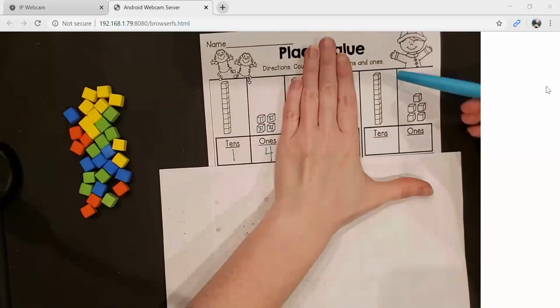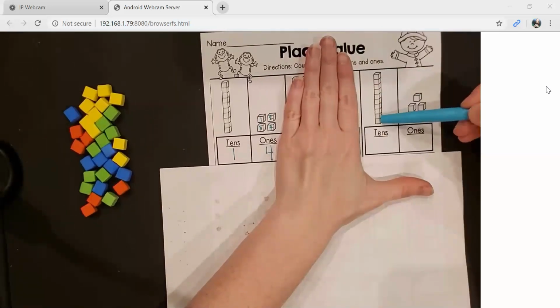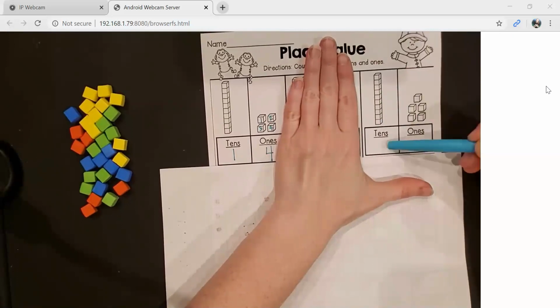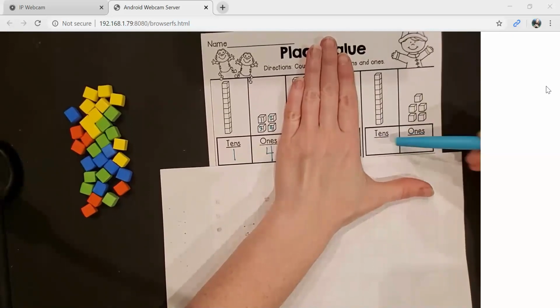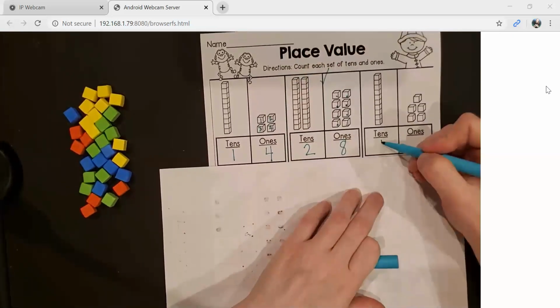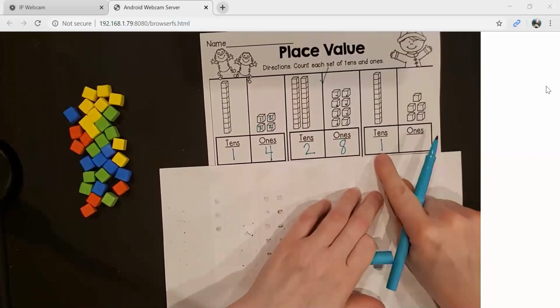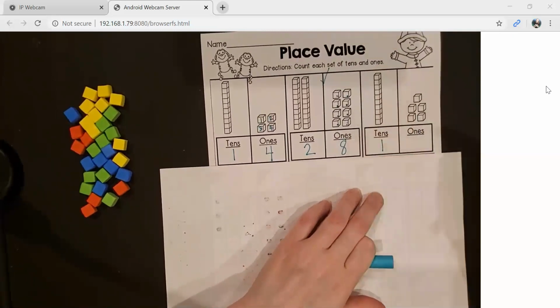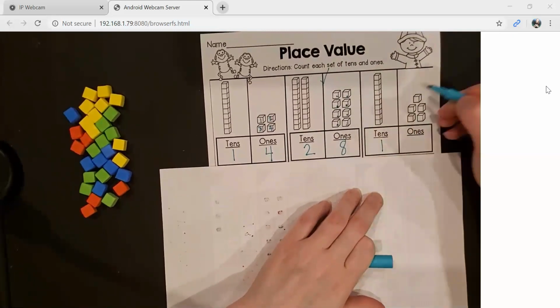We have 1 10 stick, but I don't write it as a 1 and a 0. No, I only show it as a 1 10 stick. 1. I have one of these, and I have 1, 2, 3, 4.